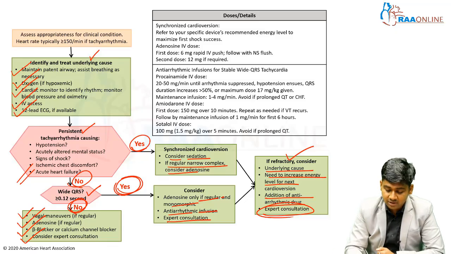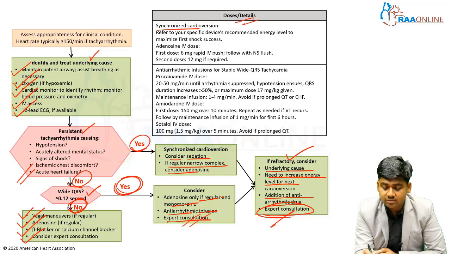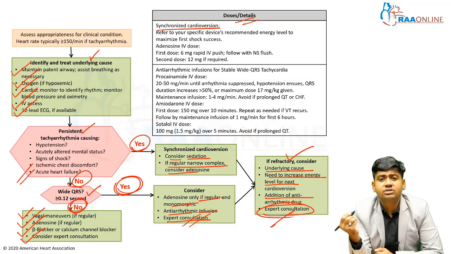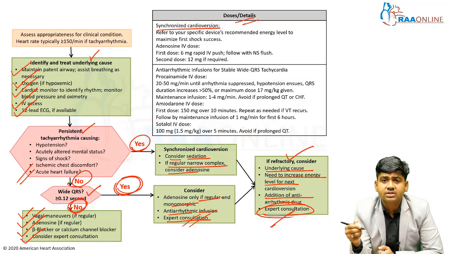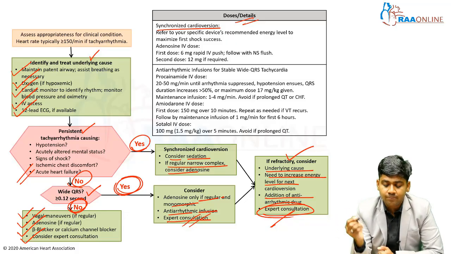Expert consultation everywhere. Okay, so what is the dose? For synchronized cardioversion, you have to refer to the device's recommended energy level to maximize first shock and second shock success. In case of VT or VF, we provide a monomorphic biphasic shock of 120 to 200 joules. So there is no such specific recommendation for synchronized cardioversion. Refer to your specific device's recommended energy level to maximize first shock success.